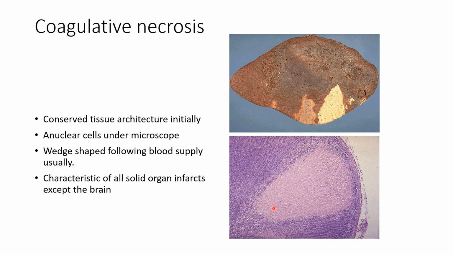So the cause of coagulative necrosis is loss of blood supply, and this is the characteristic type of necrosis in cases of ischemia in all solid organs. What do we mean by all solid organs? In the heart, in the spleen, in the kidney, in the liver, in any organ except the brain. The brain, when it has ischemic injury, has another type of necrosis, we call it liquefactive necrosis.